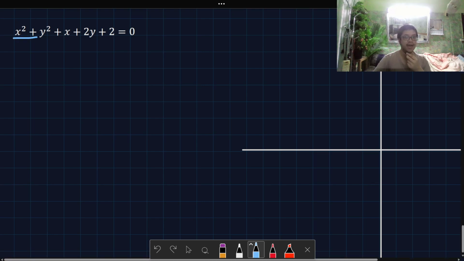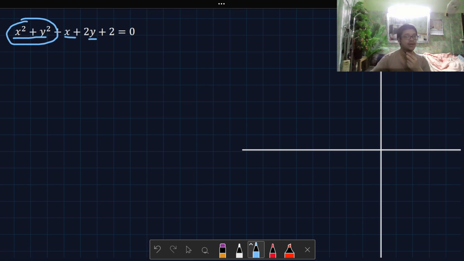So here we have x squared, y squared. That means we're going to apply the second case. What are the steps for the second case? First step is to take a look at the coefficient of x squared and y squared. If the coefficient of x squared and y squared is 1, then we can proceed to the next step, which is grouping all terms that have variables, and the constant term will be put on the right.